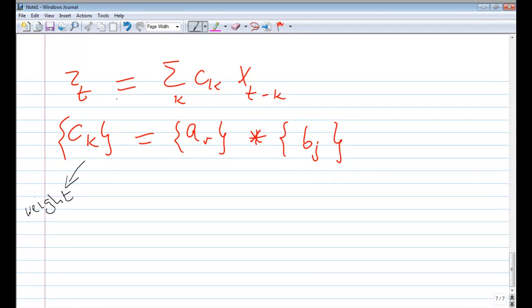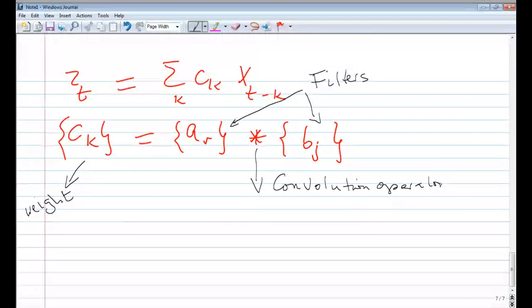This is a weight. And these two, we call them filters. And this operator here, we call it a convolution operator. For those who are doing mathematics, I think it's not the first time to come across this symbol, the star symbol. In mathematics, they call it a binary operator.